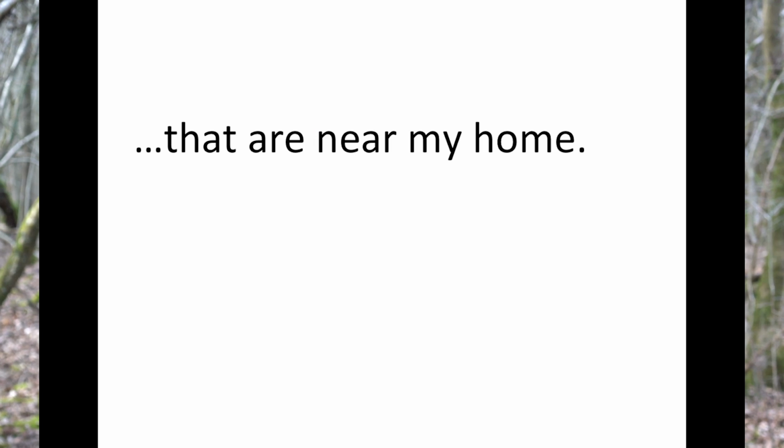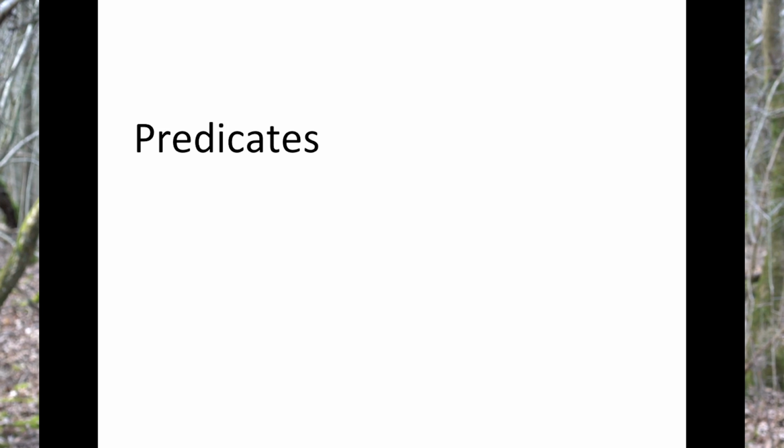Then we've got are, and are is an inflected form of the verb to be. And actually in this case, again, we have got a copular verb. Near is a preposition, near, far, and my is a possessive pronoun, and home is a noun. Great, we've done our parts of speech. We can now move on to the second part of our analysis, and that is to find the predicates.